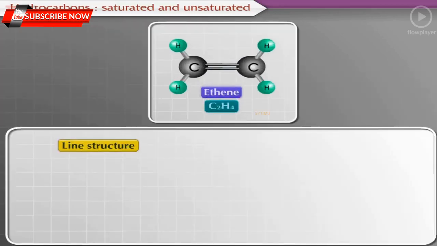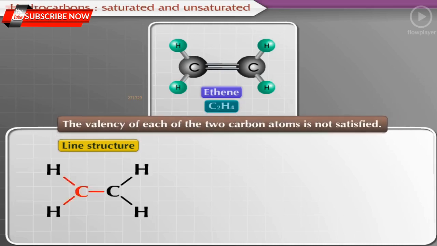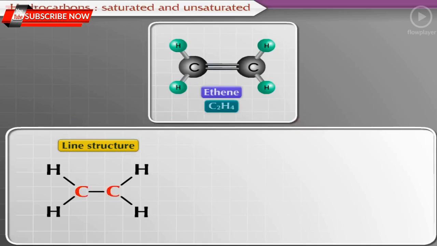First, let us see the method to draw the structural formula of ethene. The molecular formula of ethene is C2H4. First, let us join the 2 carbon atoms with a single bond. Then, let us use the 4 hydrogen atoms in the molecular formula of ethene to fulfill the tetravalency of both the carbon atoms. One valency of each of the 2 carbon atoms is not satisfied. Now, in between the 2 carbon atoms, instead of the single bond, let us draw a double bond to satisfy the tetravalency of the 2 carbon atoms. This is the line structure of ethene.